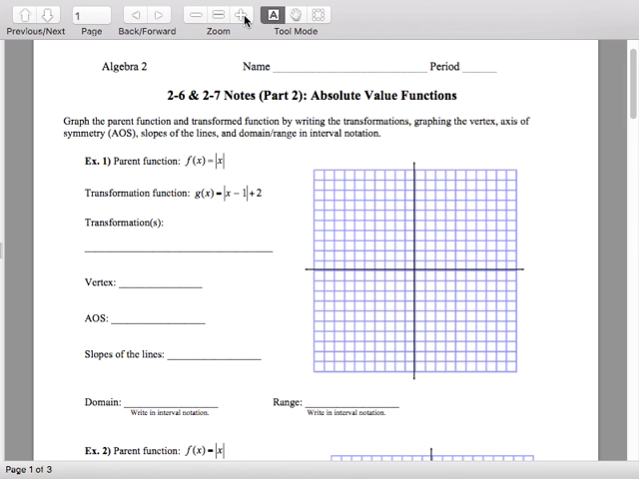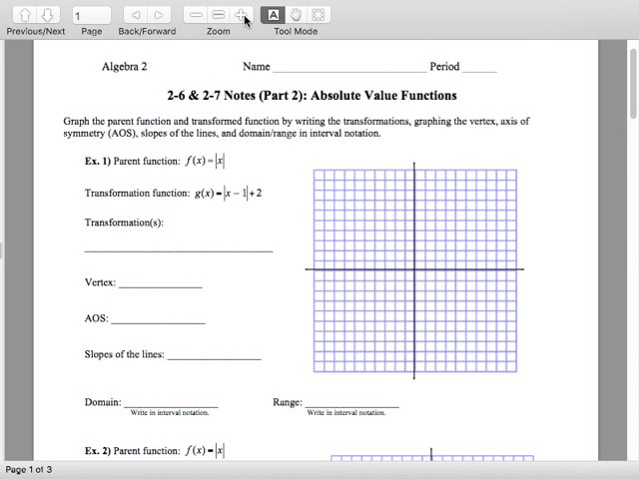All right, so here we go. So part 2, really it is what we did yesterday, but we're going to kind of emphasize a little bit more domain and range and things of that nature. So this is graph the parent function and transformed function by writing the transformations, graphing the vertex, axis of symmetry, slopes of the lines, and domain, range, and interval notation.